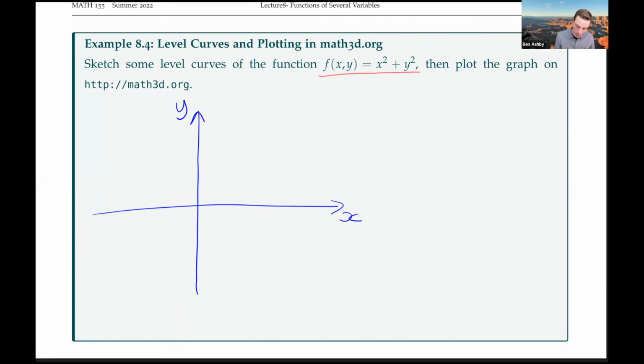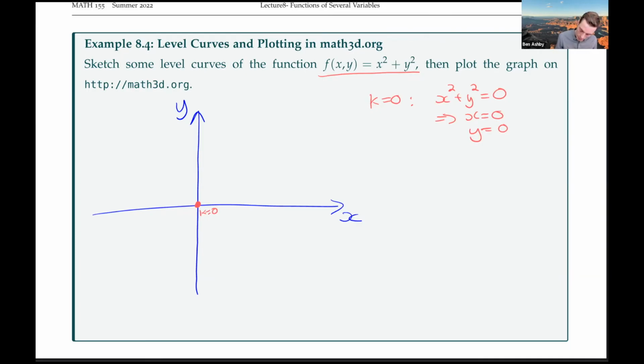What happens if we've got, first of all, k equal to 0? Well, in that case, we've got x squared plus y squared equal to 0. So that's just the point x equal to 0, y equal to 0. Those are the only values that satisfy that. So in that case, our level curve is actually just this point here, corresponding to k equal to 0.